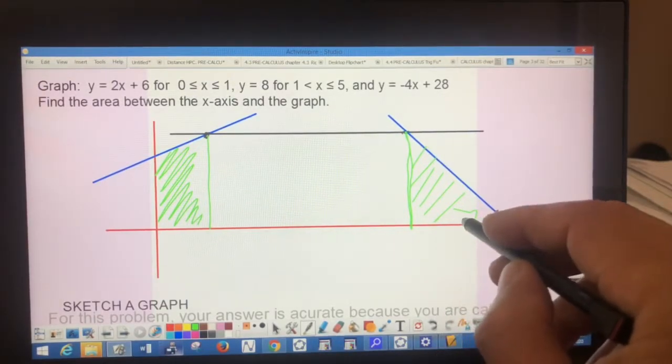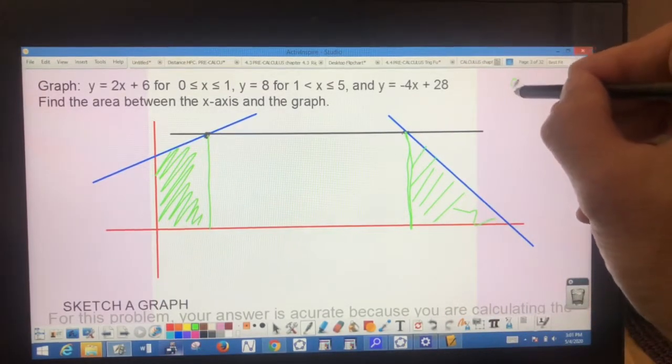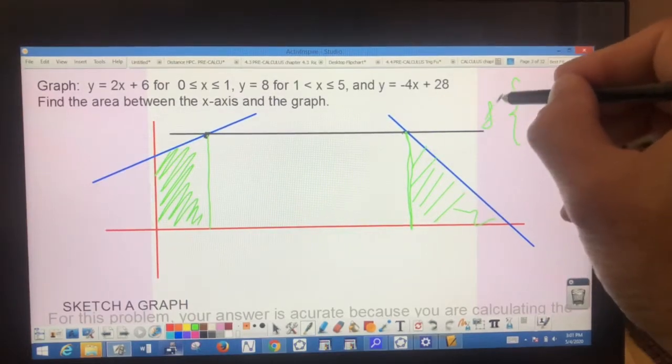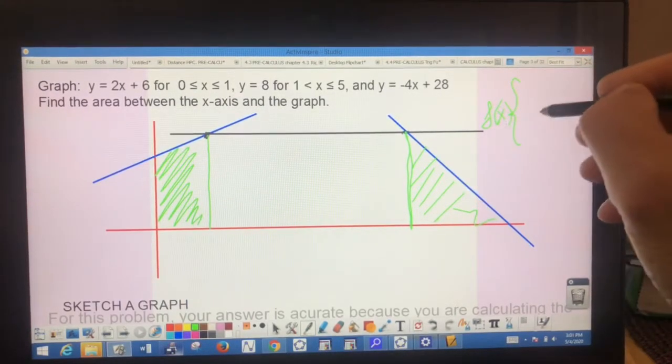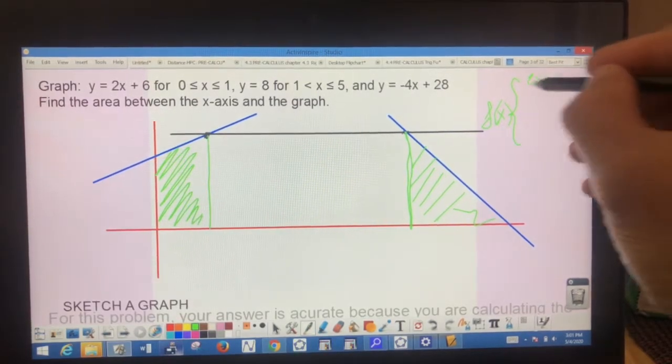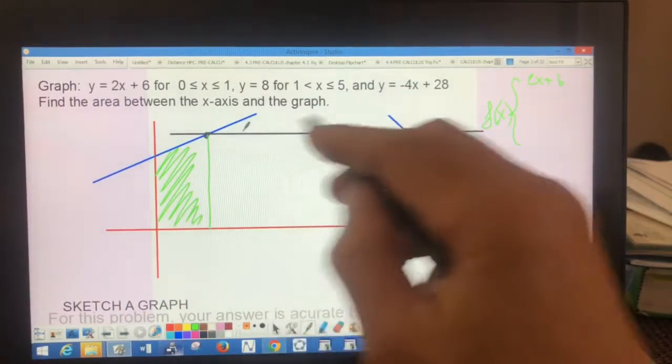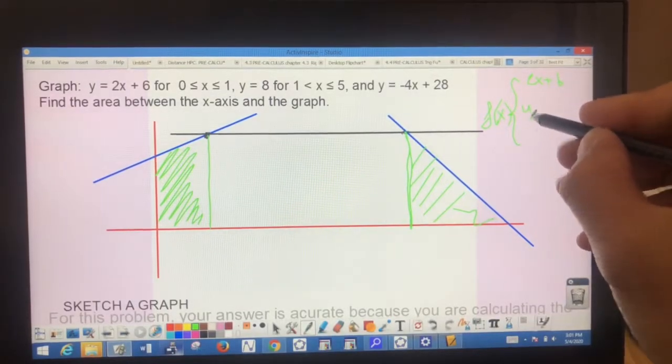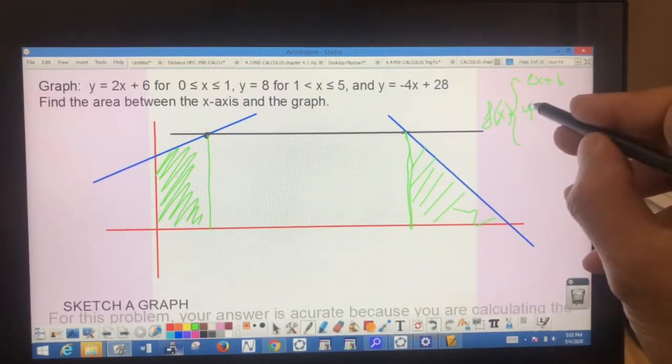So if this were a composite function, they would probably throw in this little curly bracket, okay? And they're probably gonna put 2x plus 6 here, which is the line in blue on this side, and then y equals 8. So they just put an 8 down here.